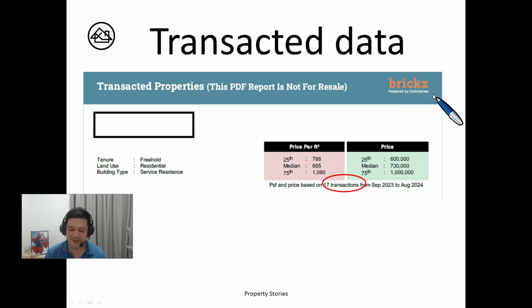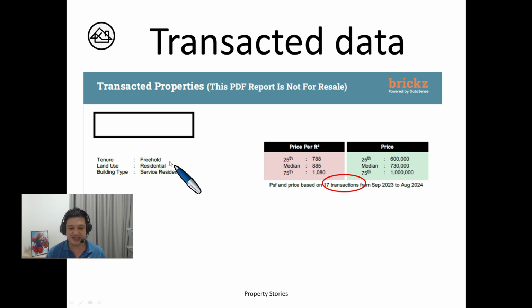And for PropertyGuru there's DataSense, okay? So either one. And there's also HProp, I forgot what's the name. So these few platforms are paid portals only for registered agents, and only registered agents can buy, okay? So you will see this report, right?